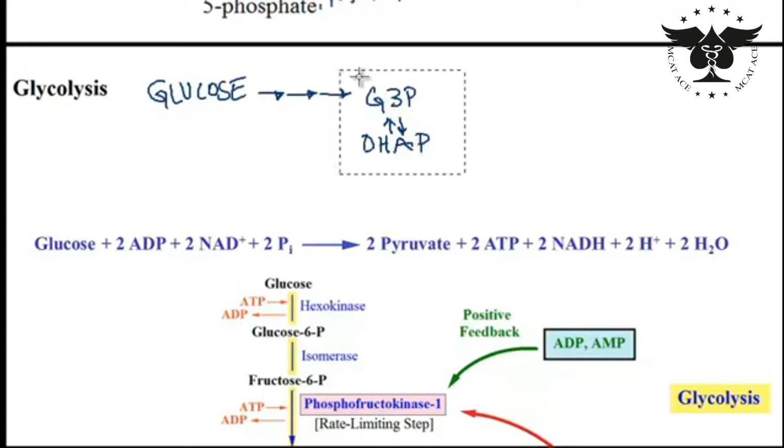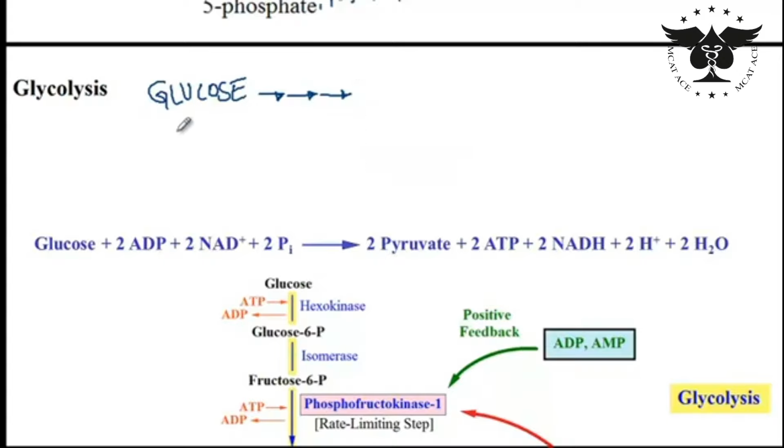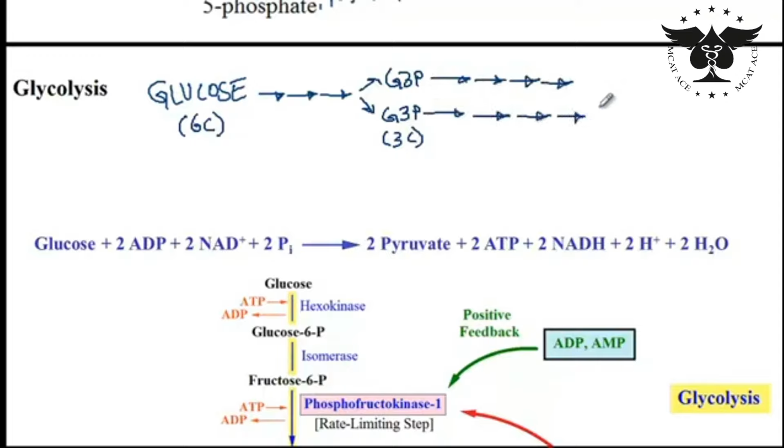So here, let me erase that for you. So there we go. One glucose molecule that is made of 6 carbons is broken down into 2 molecules of glyceraldehyde 3-phosphate, each of which is a 3-carbon molecule. So 2 3-carbons will add up to 6 carbons here. And from here on, glyceraldehyde 3-phosphate will go through a series of reactions that will yield pyruvate.